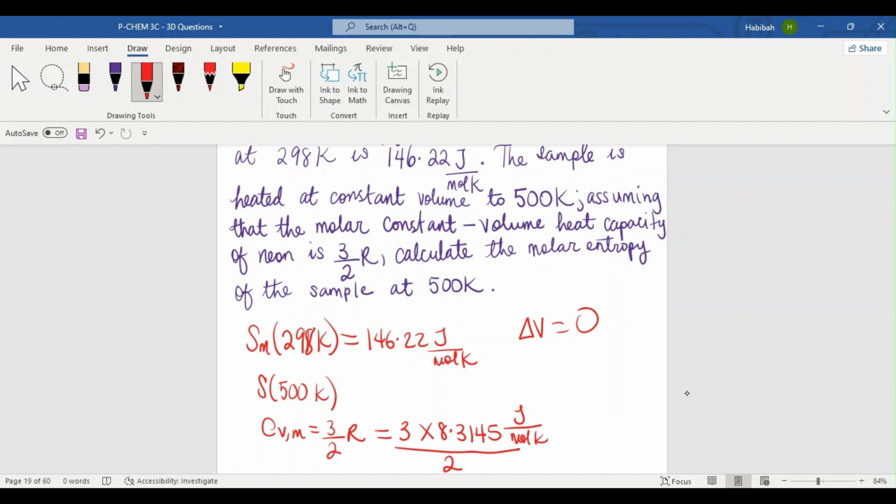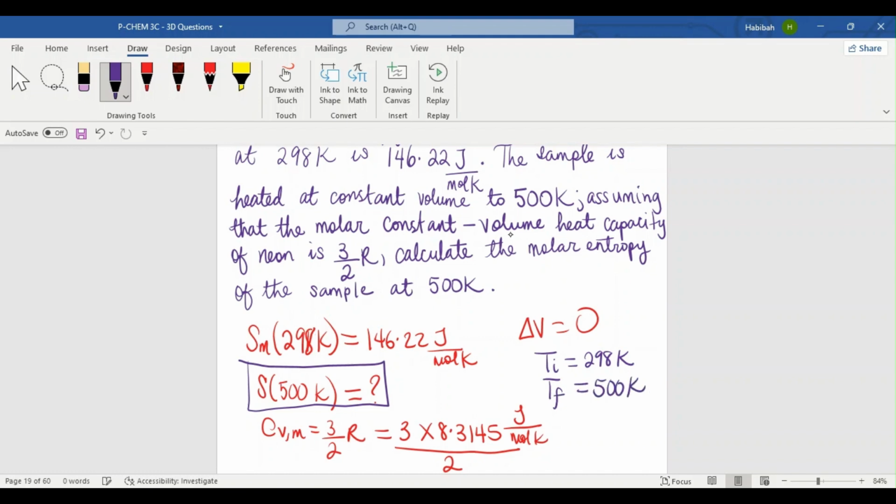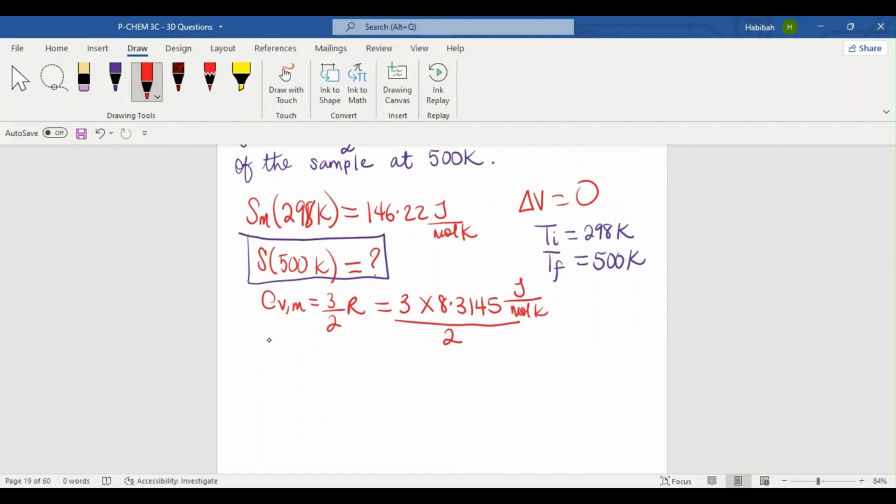Okay. We're now asked to calculate the molar entropy of the sample at 500 Kelvin. So this is actually what we're looking for. What I'm currently boxing is what we're looking for. We already know that we have an initial temperature of 298 Kelvins and a final temperature of 500 Kelvins. To continue our work with the C V m, we have to remember that C V m is just 3 over 2 times 8.3145. When we put this information in a calculator, we end up getting 12.4718 joule per mole Kelvin.